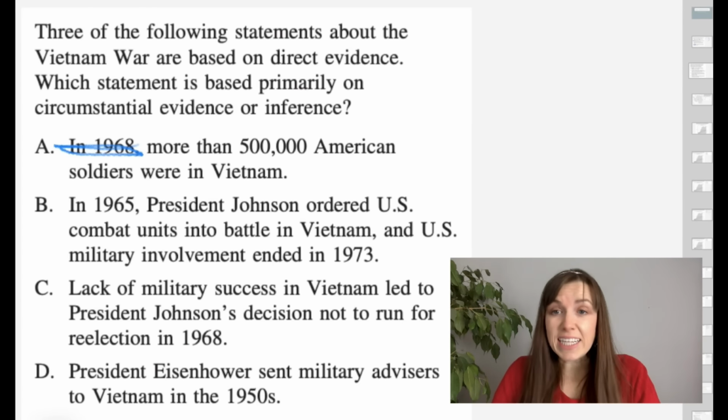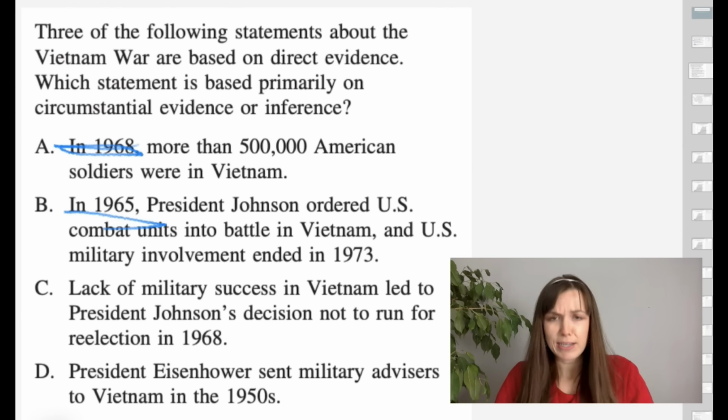B, in 1965, President Johnson ordered U.S. combat units into battle in Vietnam, and U.S. military involvement ended in 1963. Well, that also seems pretty factual, right? It's not really guessing. So B is probably not the answer.